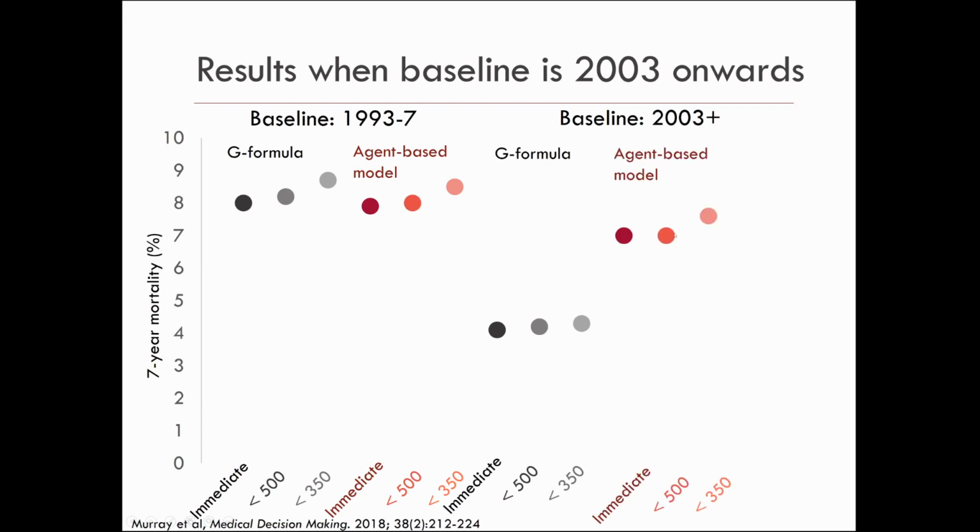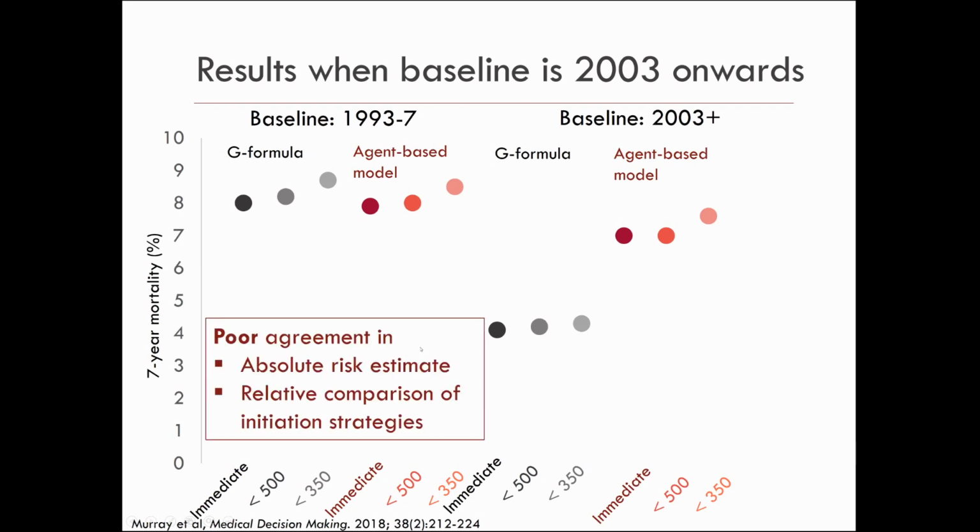Now, what about when we look at the CPAC model? So the simulation model, we see a little bit of a decrease in mortality to maybe around 7 percentage points for the immediate and partially delayed initiation strategies. But we still see this uptick where if you really delay initiation, you have much worse outcomes. So now we have a problem. We have poor agreement in both the absolute risk estimates and the relative comparisons of initiation strategies.